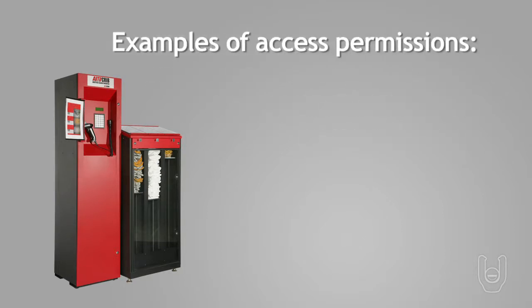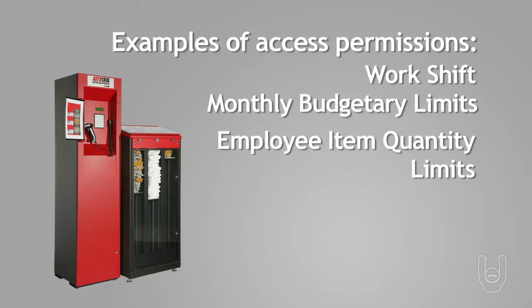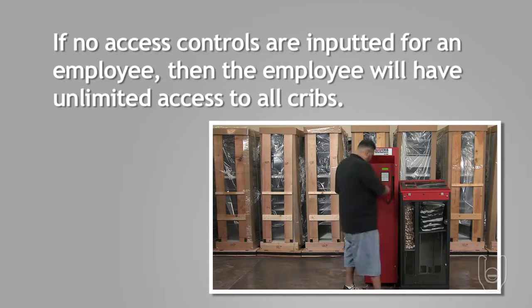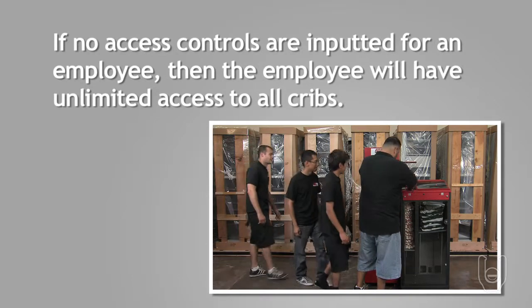Examples of access permissions include work shift, monthly budgetary limits, employee item quantity limits, or limits set by job number or by item. If no access controls are input for an employee, then the employee will have unlimited 24-hour access to all stations and cribs.